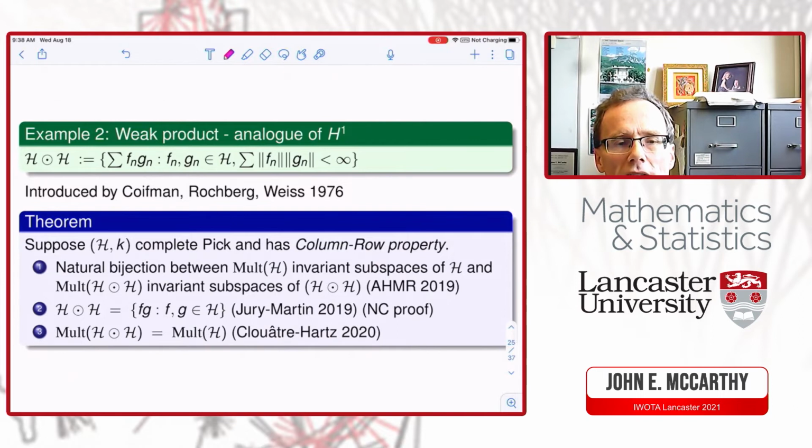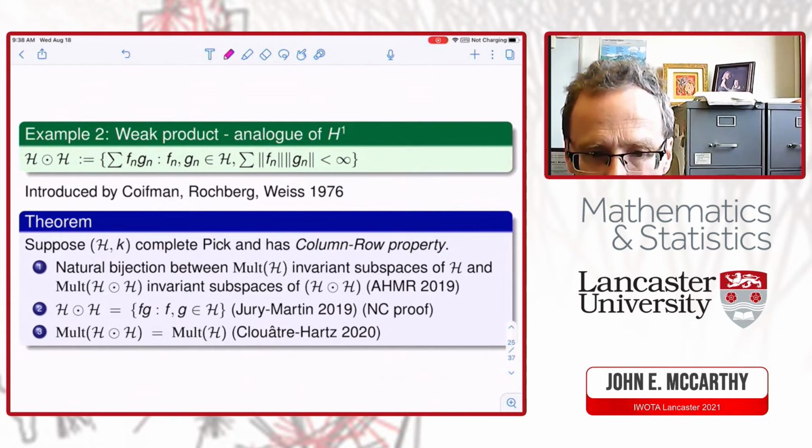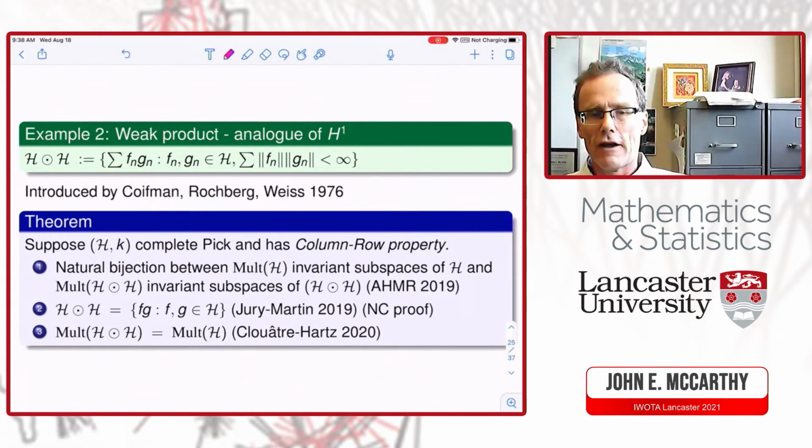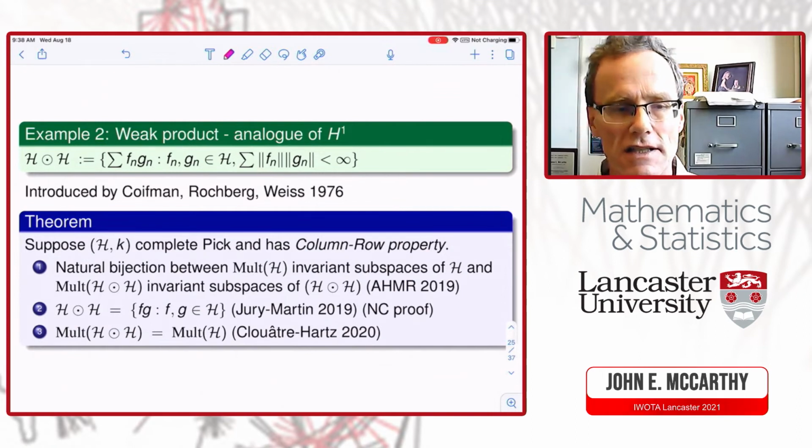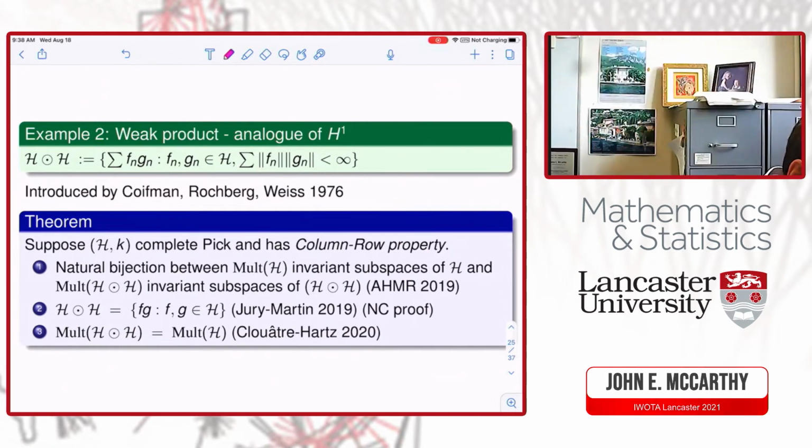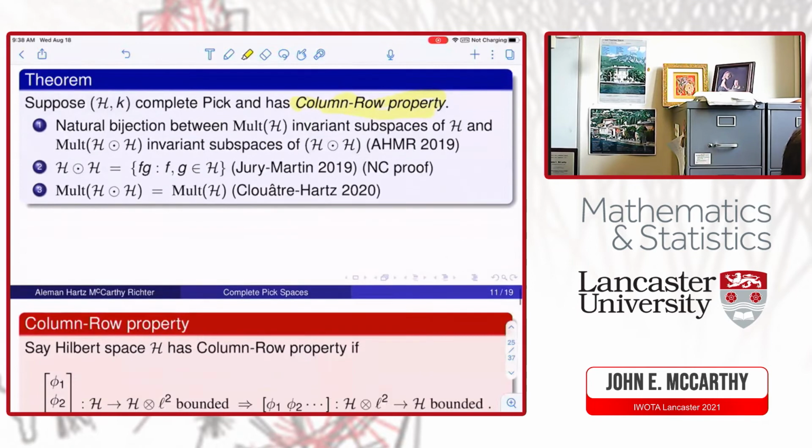And then the third property is that the weak product has the same multiplier algebra as the original Hilbert space. And again, you're supposed to think here the multiplier algebra of H1 is H infinity. That was proved by Raphael Clouâtre and Michael Hartz in 2020. Okay, so this all depended on this mysterious column row property. So what's the column row property?